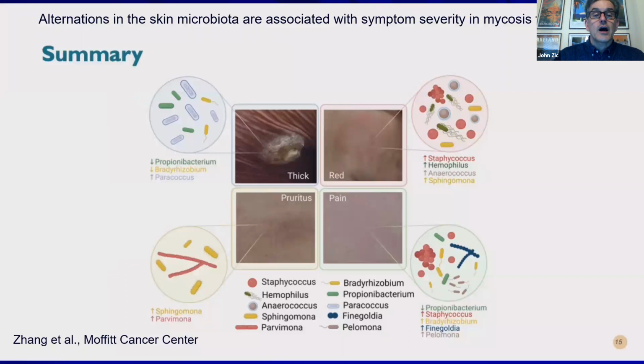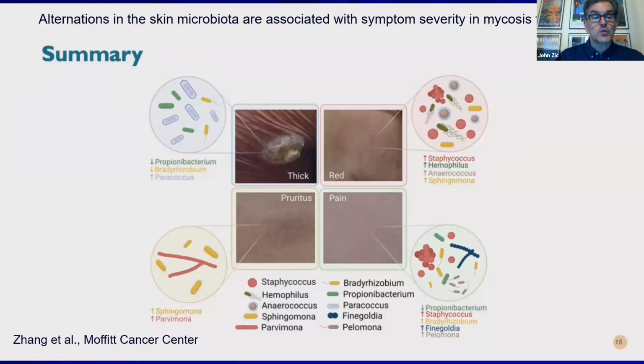And so what they found was that thick lesions of mycosis fungoides had less of a bacteria called Propionobacterium and less of a bacteria called Bradyrhizobium and more of a bacteria called Paracoccus. And if it was kind of a red patch, they saw more Staphylococcus. That might be a bacteria that you're familiar with, Haemophilus, and a few others. And then they looked at, what about itchy patches? Were there certain bacteria that we saw more often in itchy patches?